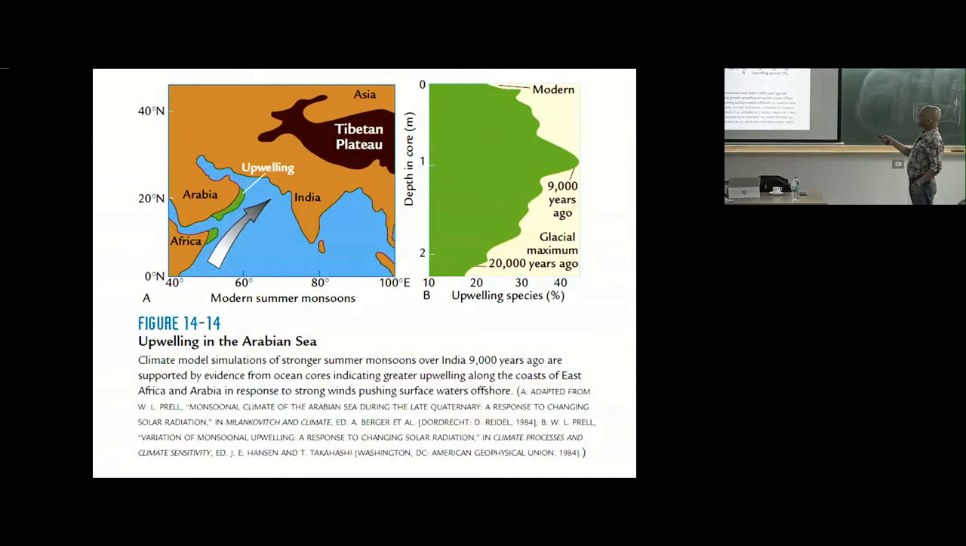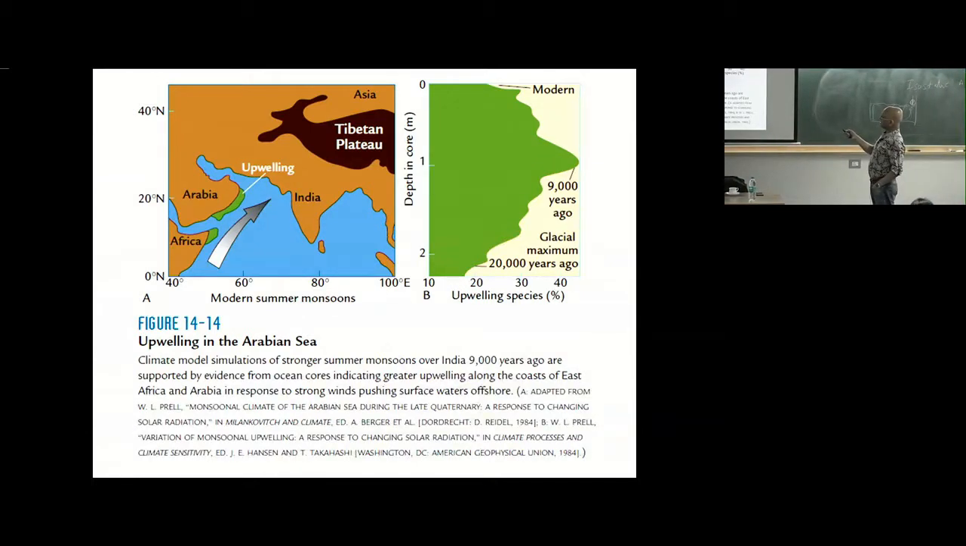So you'll have different species than the species that grow when the upwelling is much weaker. The upwelling species increased, peaked around 9,000 years ago, and then have decreased now to this level. So the monsoon that is now at present is much weaker than the peak monsoon we had about 9,000 years ago.